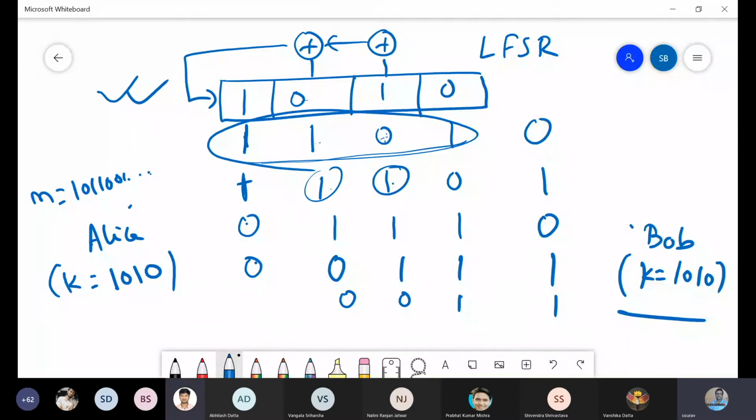Can you see the repetition? And what about this? 1, right? This will be these two, 1. Now again this will come here. You just check the repetition, okay?